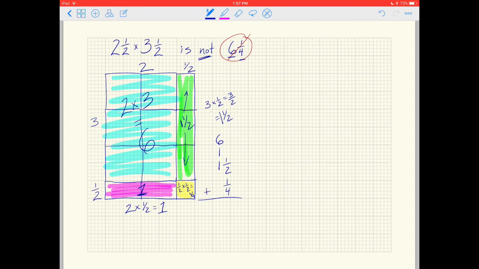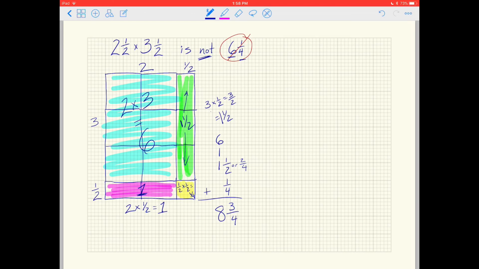Now with adding fractions, I do need common denominators. So I know that 1/2 is 2/4. So I can add the 2/4 and 1/4. So I get 3/4. The 6 and the 1 gives me 8 with the 1.5's whole 1. So actually 8 3/4, not 6 1/4.